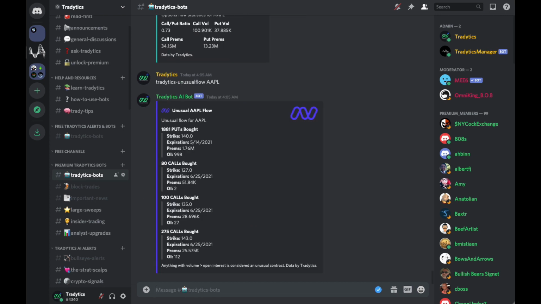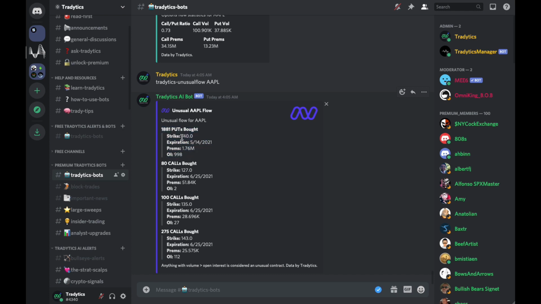Alright, so unusual flow is flow where the volume is greater than open interest. So that's the criteria that we use. We can see that about 2,000 puts were bought for $1.76 million. So a pretty large order for a strike 140. So this was not an out of the money put. So nothing significant here, but then we have some calls. So these look interesting. 143 calls were bought for about 25k. So not a significantly large order. This is sort of the most unusual order here.